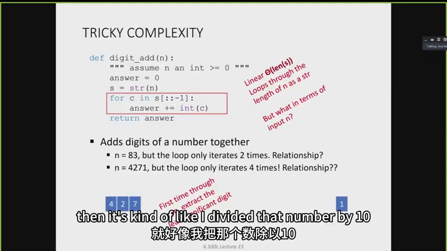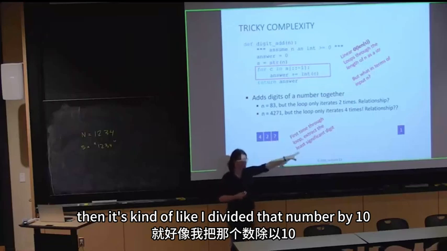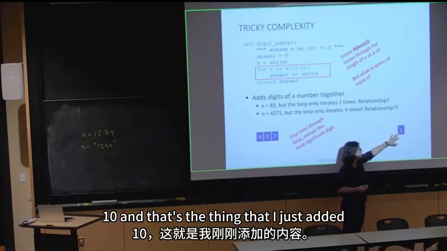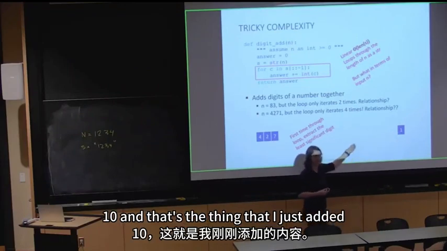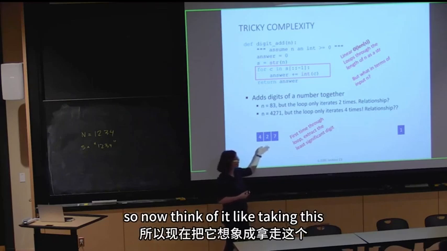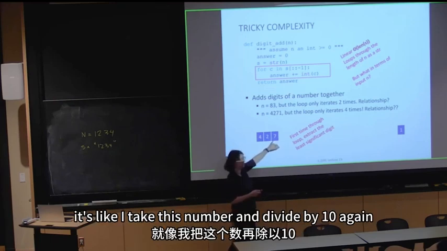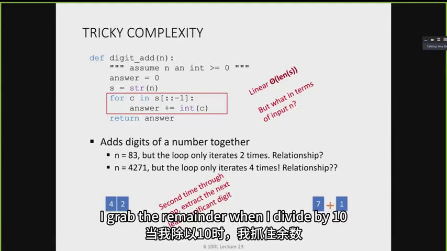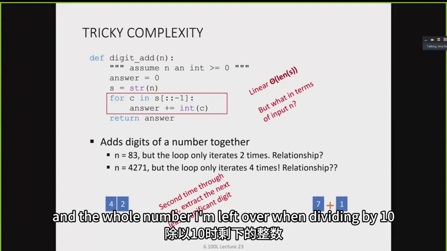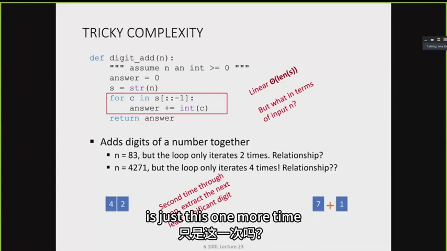Then it's kind of like I divided that number by 10. I grabbed the remainder when I divided that number by 10, and that's the thing that I just added. The whole number left over when I divided by 10 is this bit here. So now, to take this last element, it's like I take this number and divide by 10 again. I grab the remainder when I divide by 10 and add it to my running total, and the whole number I'm left over with when dividing by 10 is just this.